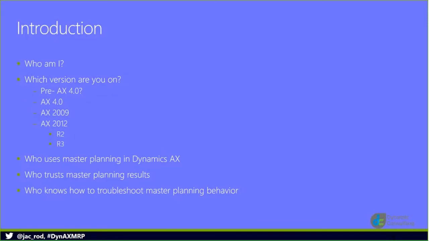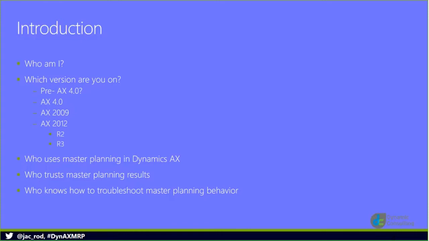And as far as master planning is concerned, there's not a whole big difference between 4.0 or 2009 or 2012, even 3.0. The basics of master planning have been the same for a long time. Now, in the newer versions, in R2 and R3, there are some additional features, some new parameters, some new checkboxes. But again, the overall functionality is basically the same. Supply, demand, net requirements, that whole thing.